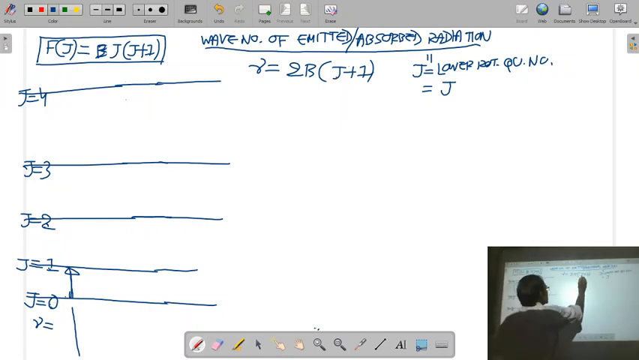If you put J is equal to 0 here, what is the wave number of the absorption line? Nu is equal to 2B(0 plus 1), that is 2B. Okay, so the first line we obtain is 2B. This is the first rotational line of the rotational spectra, which is obtained due to the transition of the molecule from the lowest rotational level 0 to 1. So the wave number of the first rotational line is 2B.